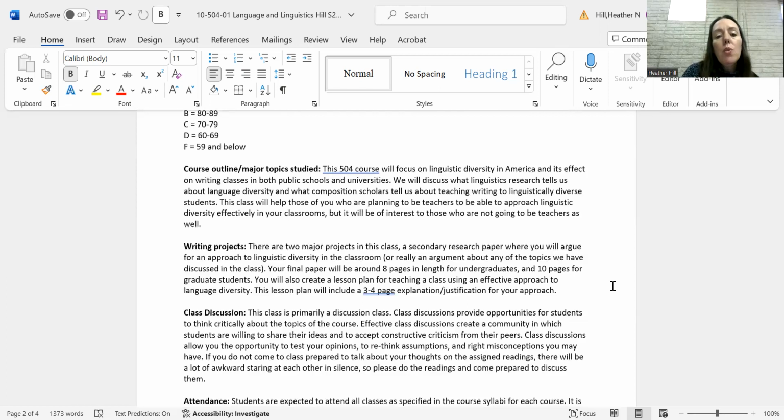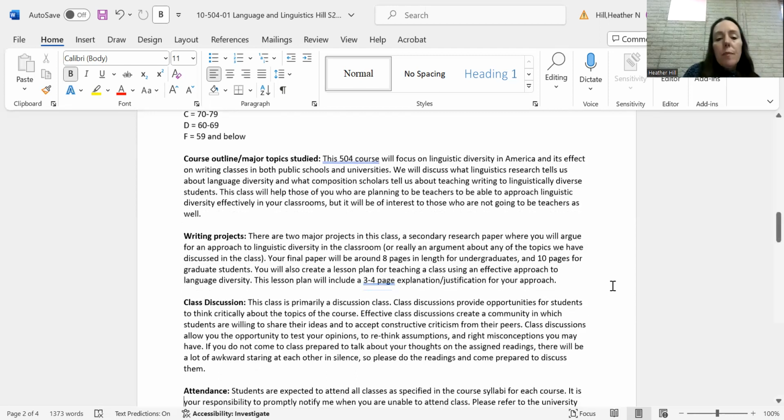This class will help those of you who are planning to be teachers to be able to approach linguistic diversity effectively in your classrooms. But it will also be of interest to those who are not going to be teachers as well. So, like I said.